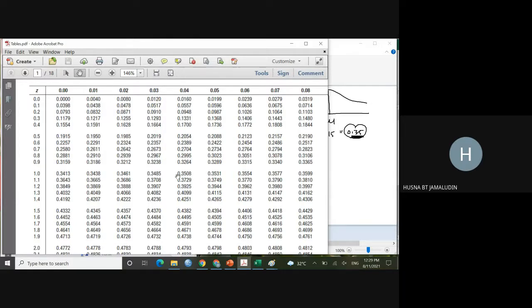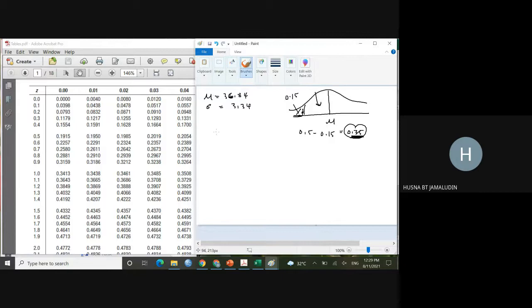So the z value is 1.04. Okay, so where is the z? So z, okay, so 1.04. Okay, but this is not the final. Why? Because the area is on the left side. When you draw a diagram, you know that this 1.04 should contain the negative sign. So you have to have the negative.